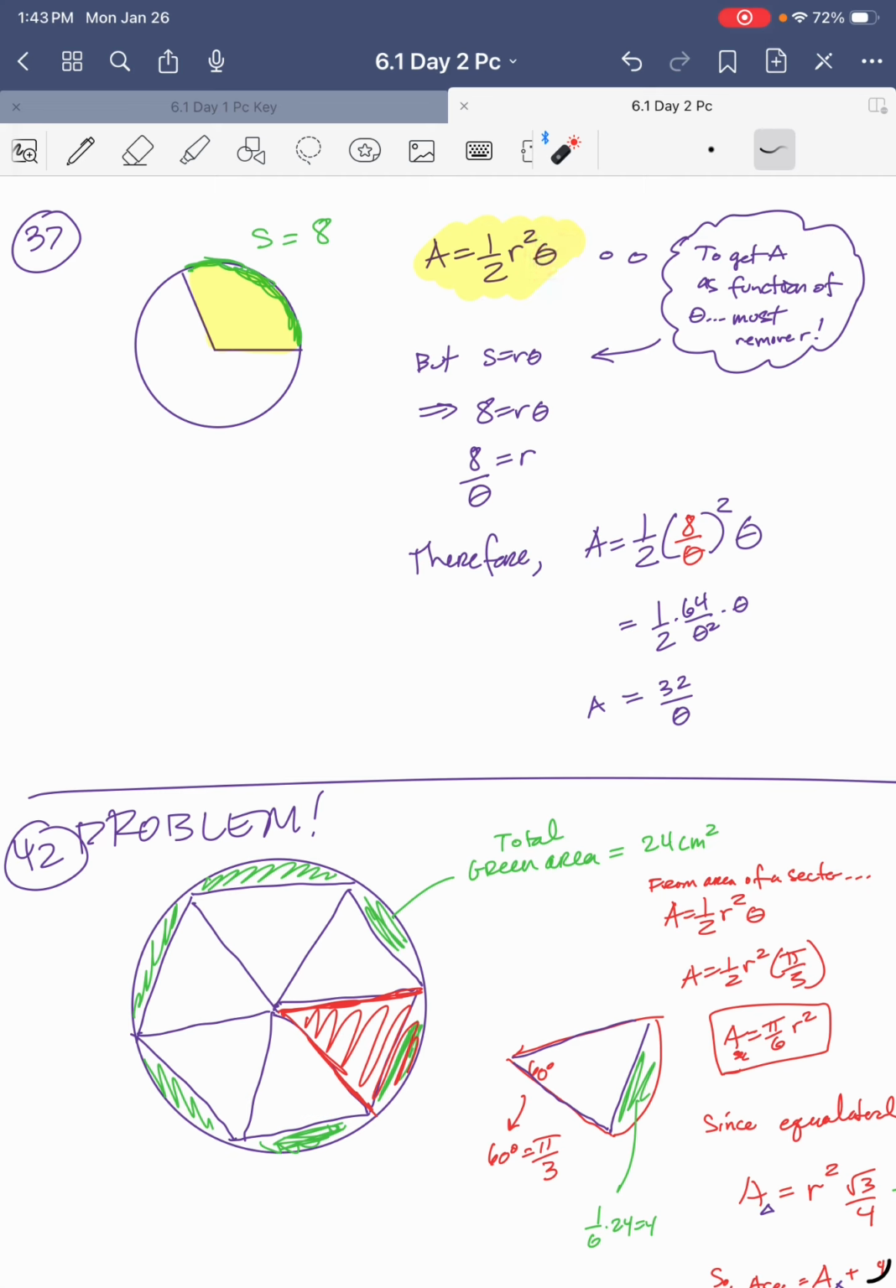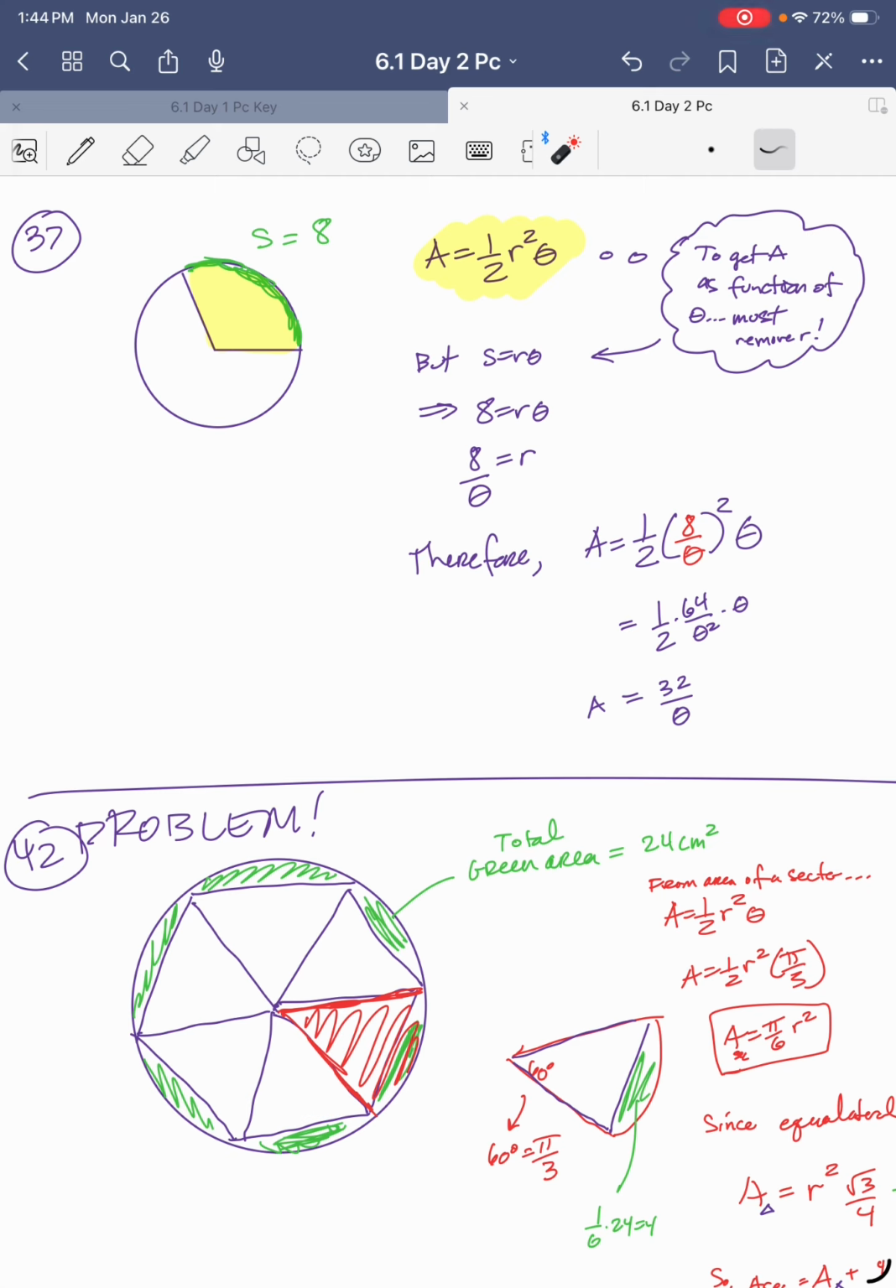And here's how I'm going to do it. Since s is equal to radius times radians, and s is 8, I now have a relationship between r and theta. So I can solve for r as 8 over theta, and now I can plug it in right here where our old r was. You end up getting that the area is equal to 32 over theta. Yes?